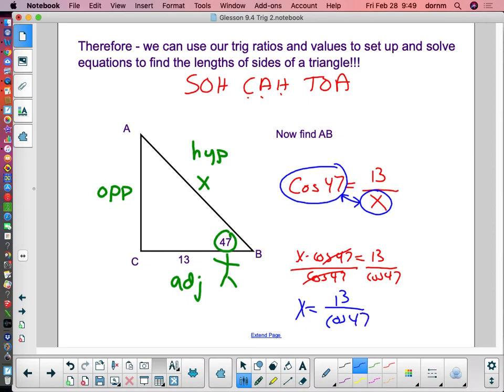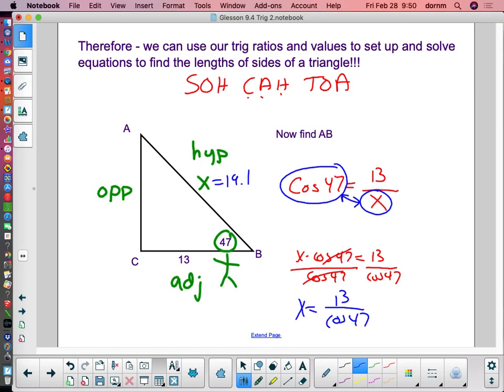And same thing, I don't want to do cos 47 divided by 13. I want to do 13 divided by cos 47 in my calculator. So do that. 13 divided by cos 47 is 19.1. And we've solved our unknown side.